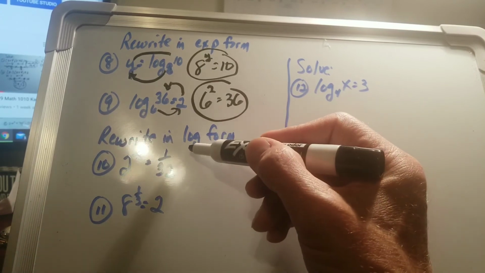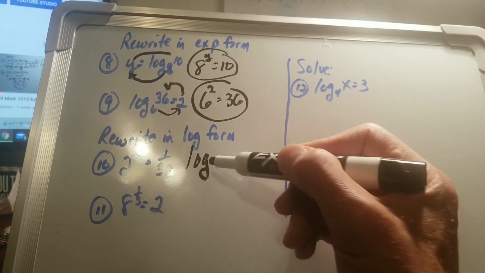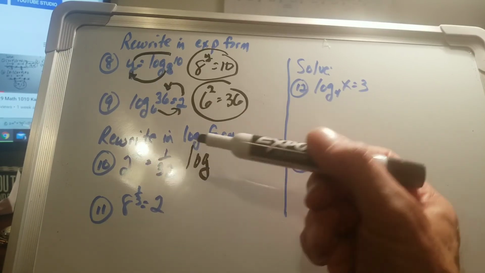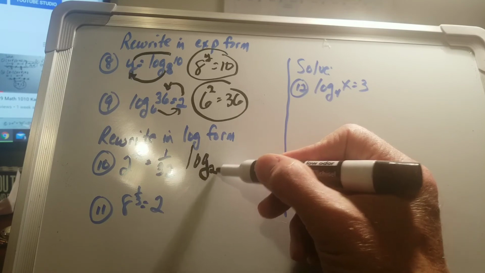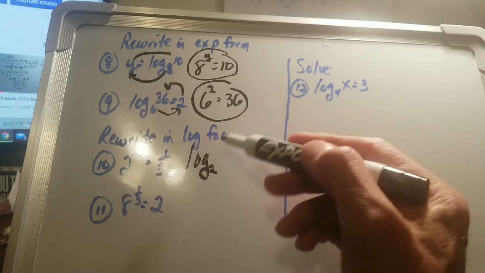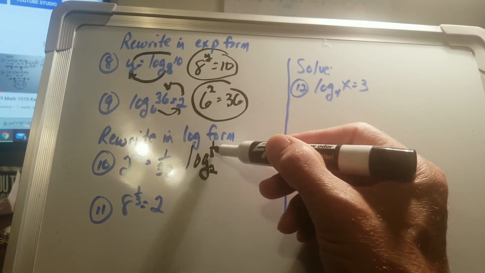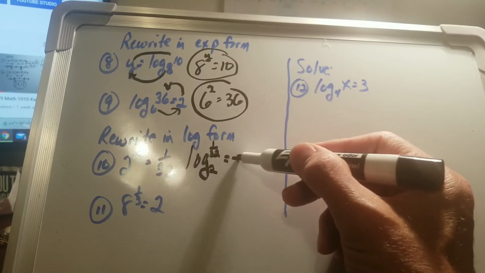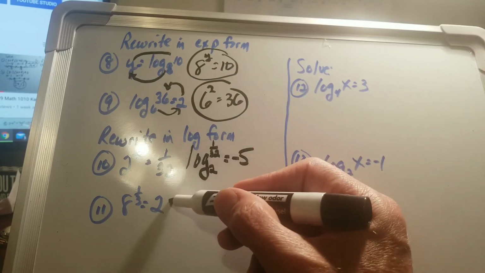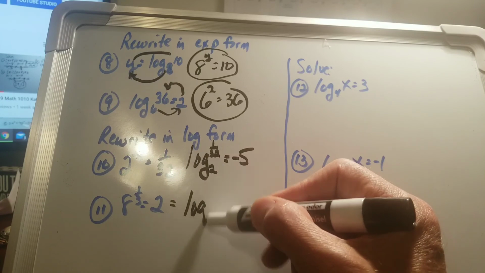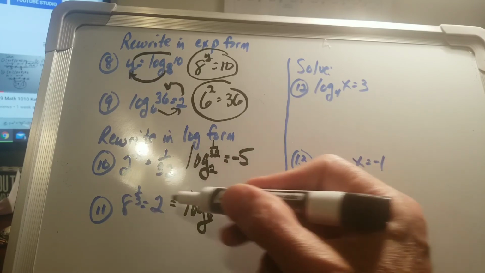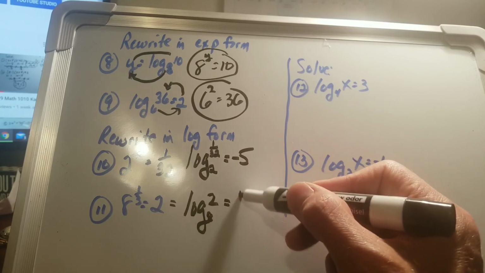I want log form. So you write big log, L-O-G. Whatever that number is, is your base. Little tiny 2, not big 2, tiny 2. Whatever this is goes next. You're just going backwards. Equals -5. So in other words, 2 to the -5 equals 1/32. Same thing here, big log. That is your base, little tiny 8. 2 equals 1/3.